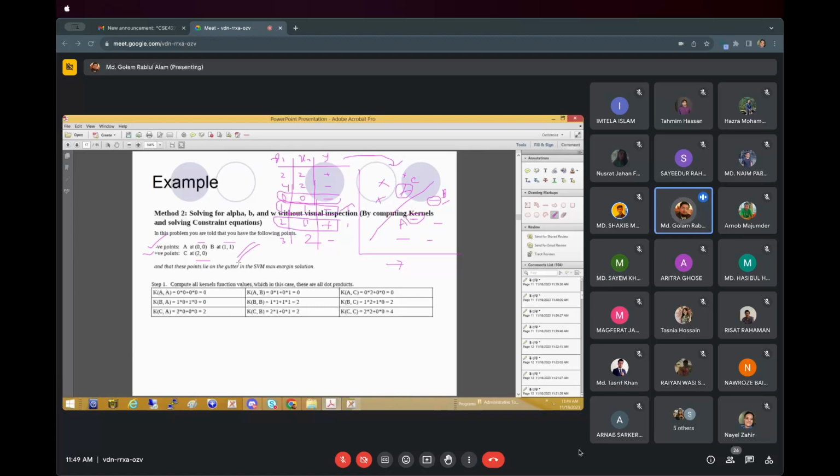If these are our support vectors, then how can we find the optimal value of W and B using our Lagrangian multiplier? As we can see, we have the additional Lagrangian constant, so we also have to find the values of the Lagrangian constant alpha. If we find the alpha, then we will get the W and B. And for the solution, here is step 1: compute all kernel function values, which in this case are all dot products.